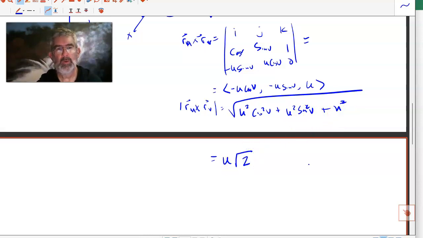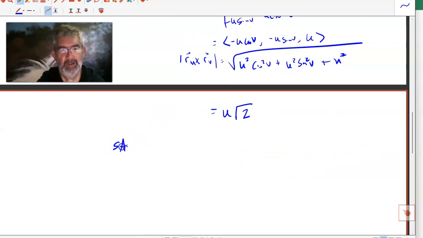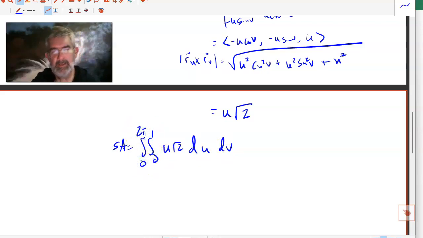which is the square root of 2. So the surface area now of my cone is going to be the double integral of U times the square root of 2 dA, and let's do du dv. U was from 0 to 1, v was from 0 to 2 pi, and I think I can do that. The square root of 2 is just going to come along for the ride on the outside, and then this is a rectangular region, so I can just do the integral from 0 to 2 pi of dv times the integral from 0 to 1 of u du.